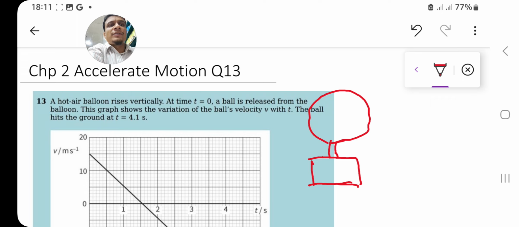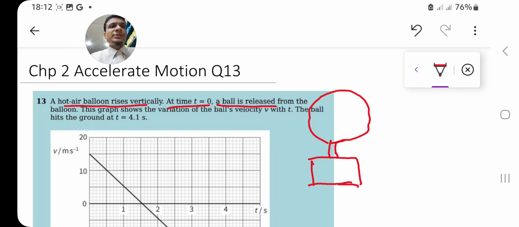Right now we are here with the end of chapter question, accelerated motion, question number 13. It is a totally hot air balloon scenario. It is basically a very simple case of projectile motion. Here the hot air balloon rises vertically at time t equals 0. At the very starting time, the ball is released from the balloon.